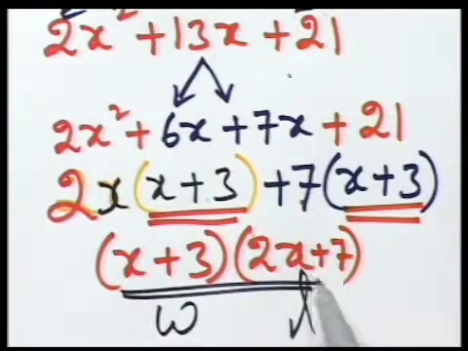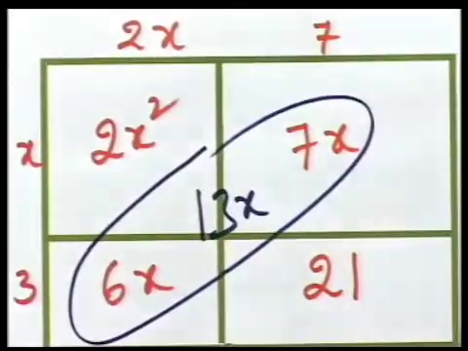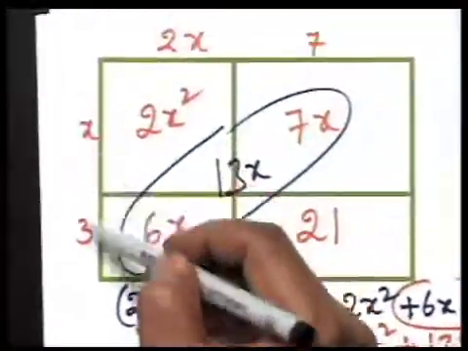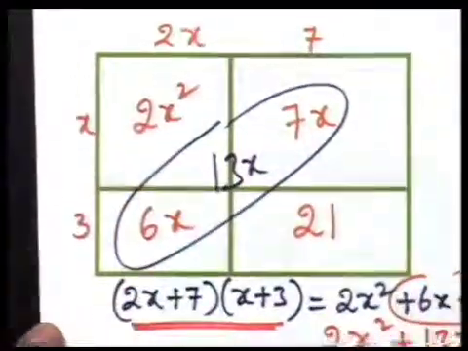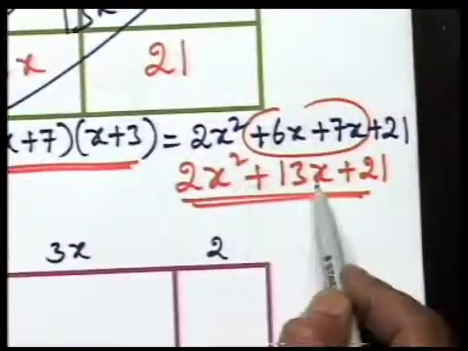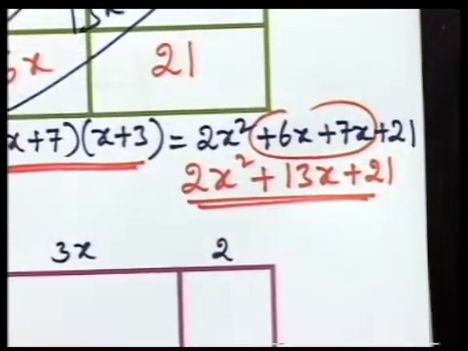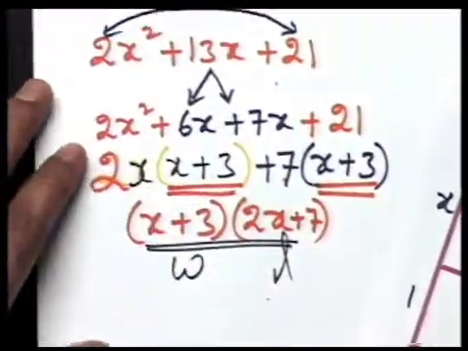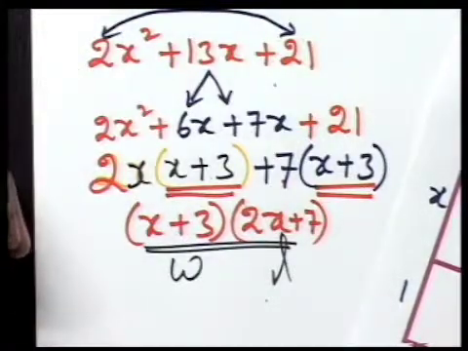The length is 2x plus 7. Go back and check. Length is 2x plus 7, and the width is actually x plus 3. So when you multiply, you get the area, which is 2x squared plus 13x plus 21. Now, after doing this question, well, this is a 4-step method. We do go for a shortcut in the end. But let's practice my 4-step method first.